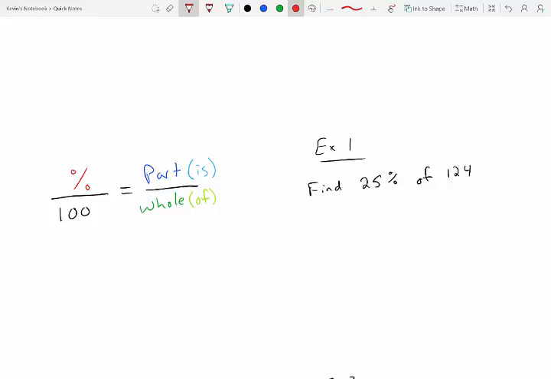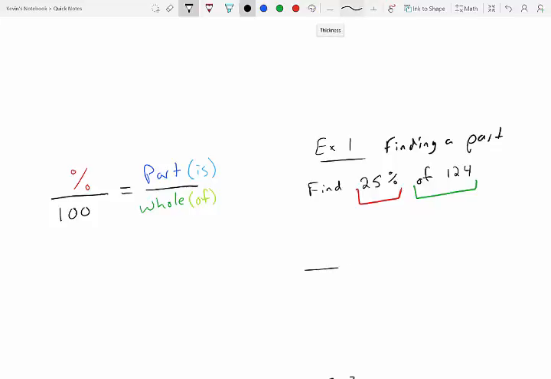So if we look at example 1 here, we have to find 25%. There's our percent, and then we see of 124. The word of is associated with 124, so that is going to be our whole, so we're looking for a part. So we are finding a part.